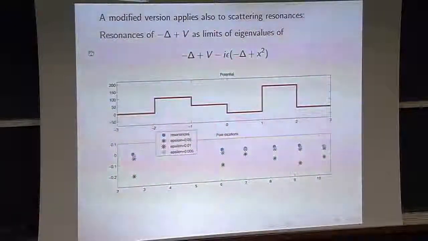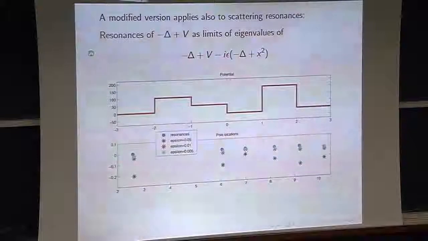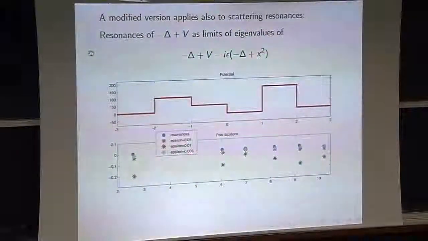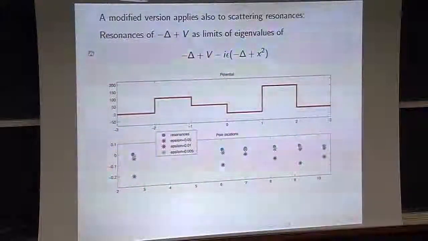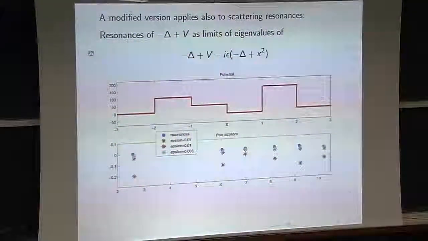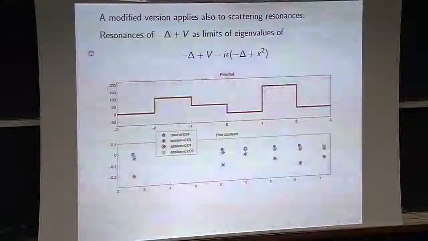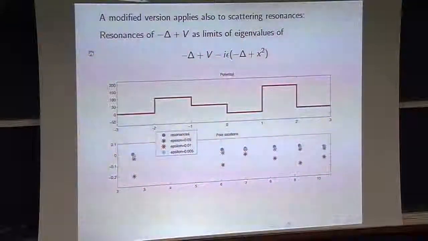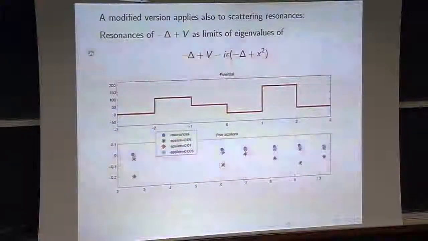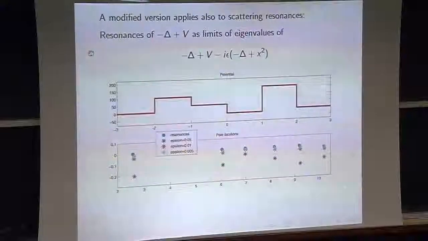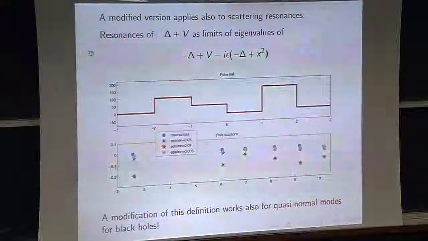But I'm surprised a little bit, because I've been in this business for 25 years, and I have never thought of this. Maybe it's well known, but I don't know. Sjöstrand also didn't know any reference for that. It's probably not as useful numerically as I at first thought, but it's nevertheless an easy-to-present definition, because everybody knows that if I take this operator, it has discrete spectrum, and it limits to resonances. And of course, this also works for quasi-normal modes for black holes.